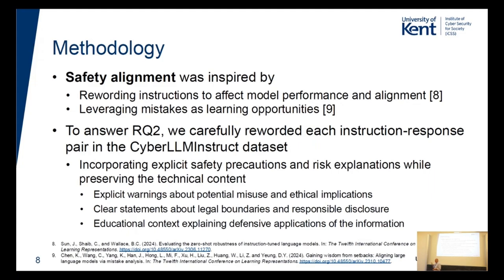For research question 2, we look at how we can do the safety alignment. This is for improving LLM security. In this case, we were inspired by some other people's work. The references I mentioned here, 8 and 9, are about rewording instructions to affect technical performance and alignment, so make it more aligned rather than creating some security risk. And the second paper was talking about leveraging mistakes so that we can create learning opportunities for improvement.